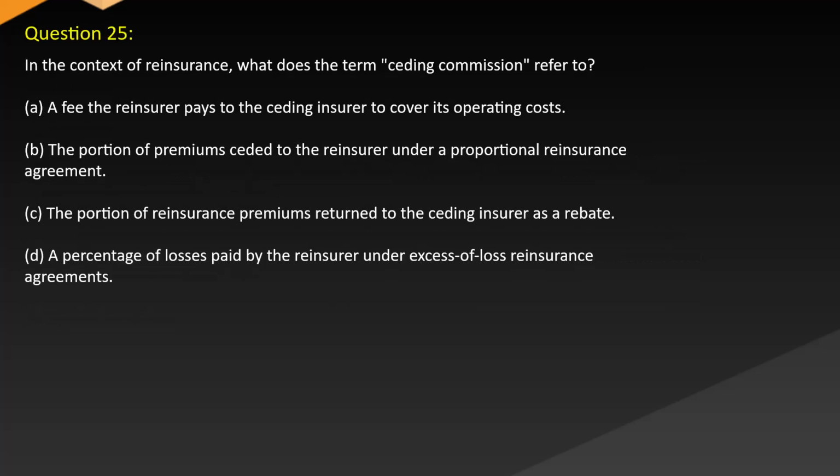Question 25. In the context of reinsurance, what does the term ceding commission refer to? A. A fee the reinsurer pays to the ceding insurer to cover its operating costs. B. The portion of premiums ceded to the reinsurer under a proportional reinsurance agreement. C. The portion of reinsurance premiums returned to the ceding insurer as a rebate. D. A percentage of losses paid by the reinsurer under excess of loss reinsurance agreements.